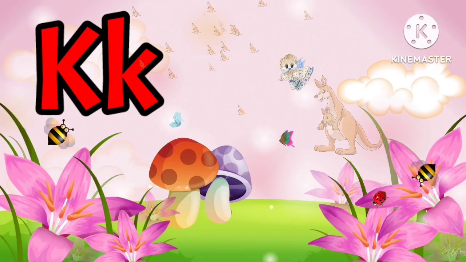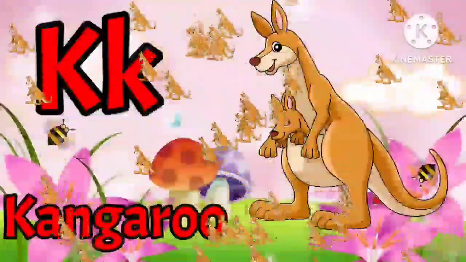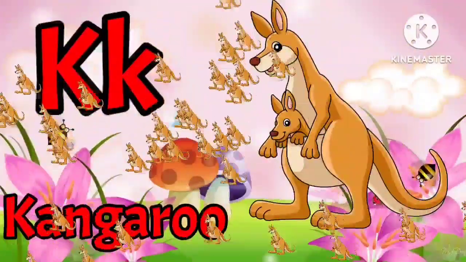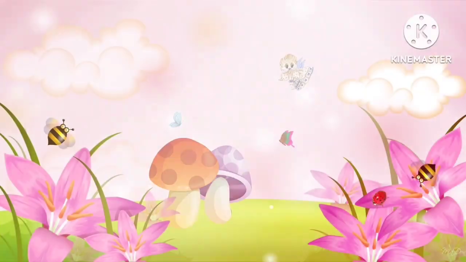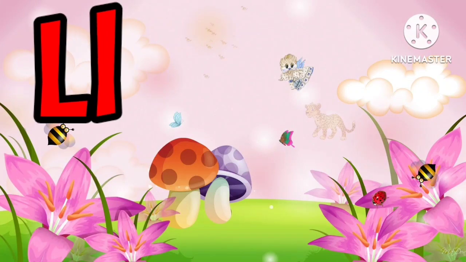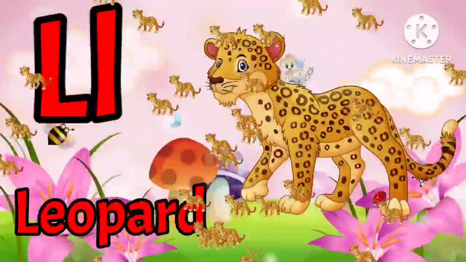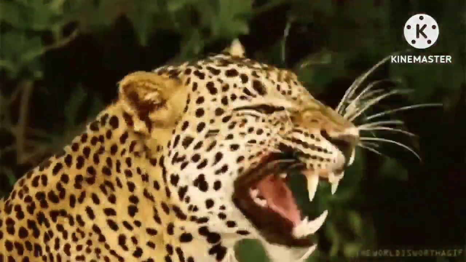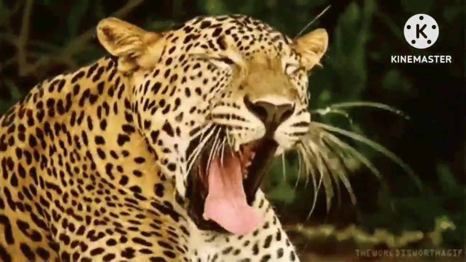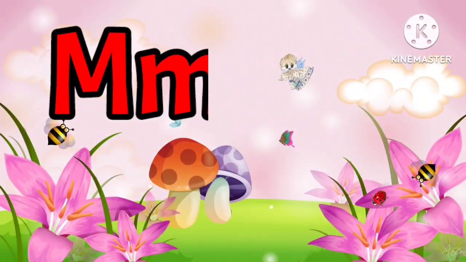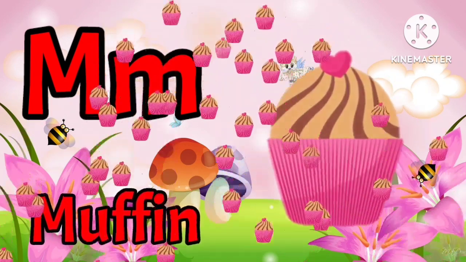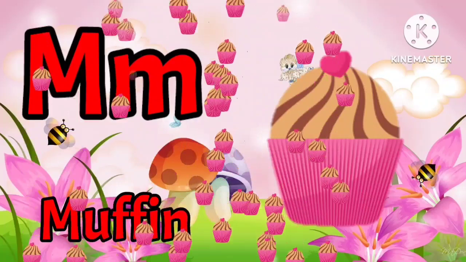K. K is for kangaroo. L. L is for leopard. M. M is for muffin.